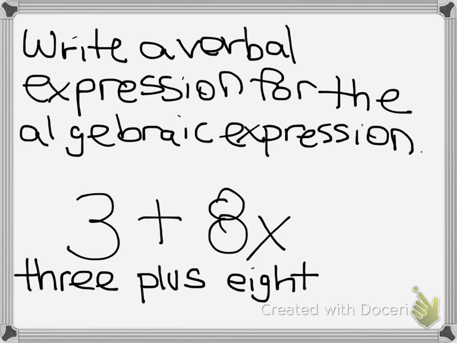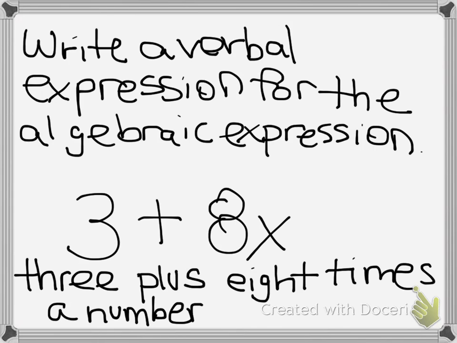You can write x a few different ways. You can write it with just the letter x, or you can write it out as the phrase a number. So that's something you might see the most, so I'll write it like that. So we have 3 plus 8 times a number. And like I said, this a number part has to do with representing the letter x, and that would go for any letter.